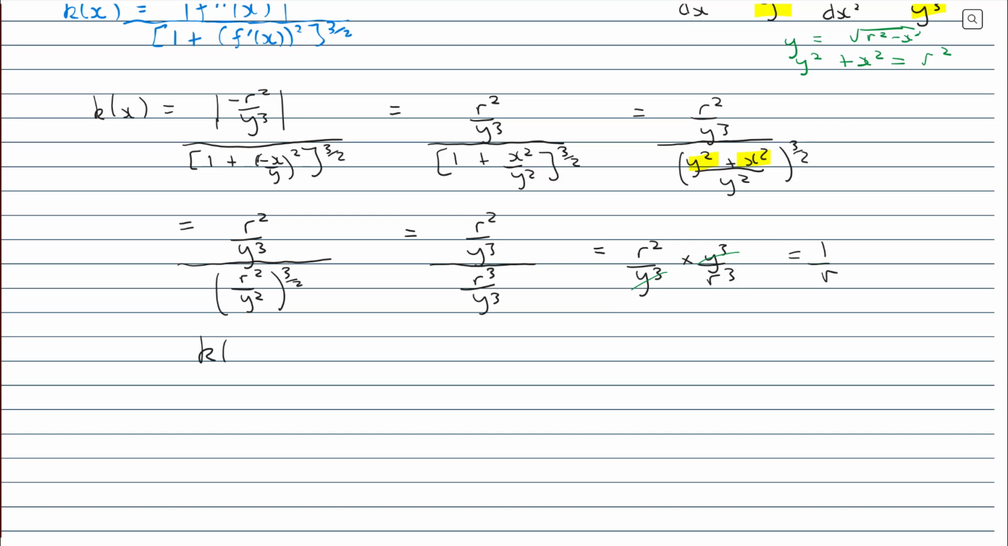So in conclusion, the curvature k of x is going to be 1 over r for this family of curves, which is constant. I'll just make a note there that it is constant. So we have shown the curvature k is constant for this family of curves.